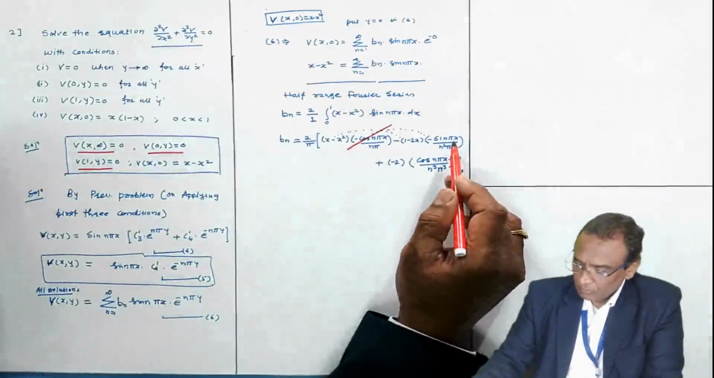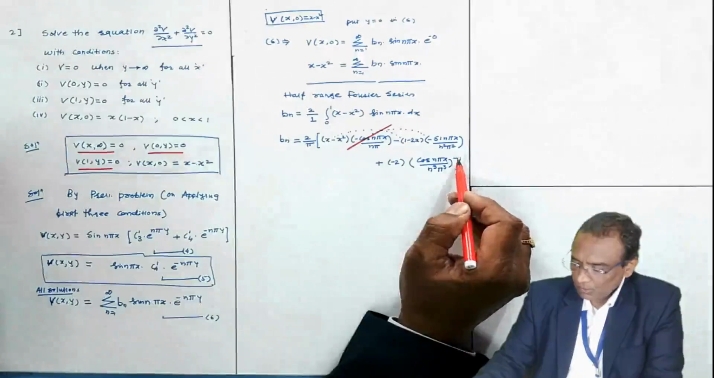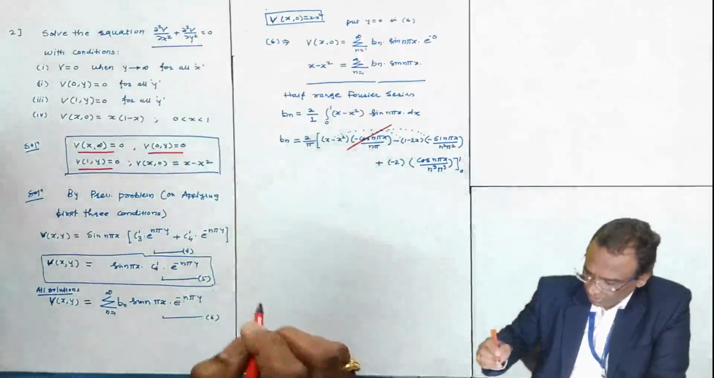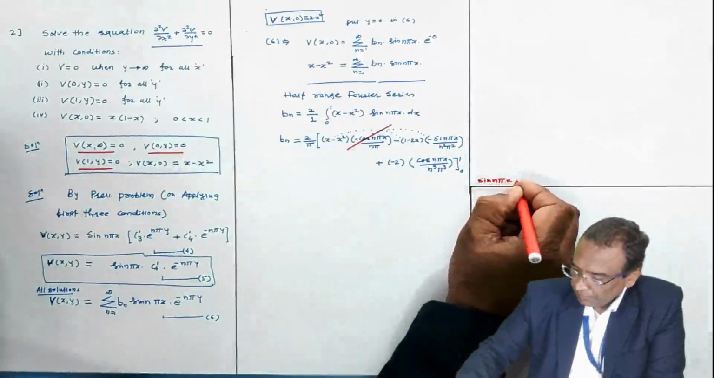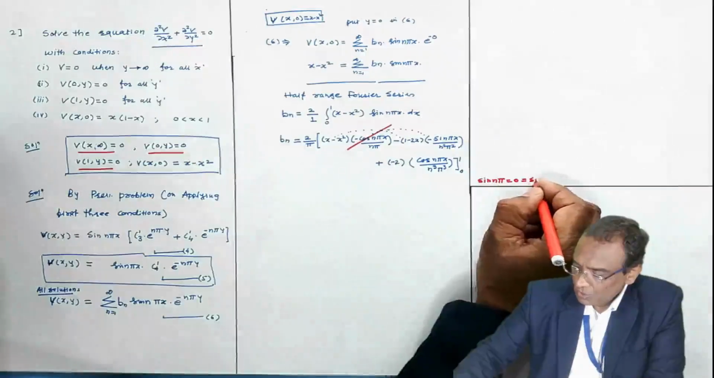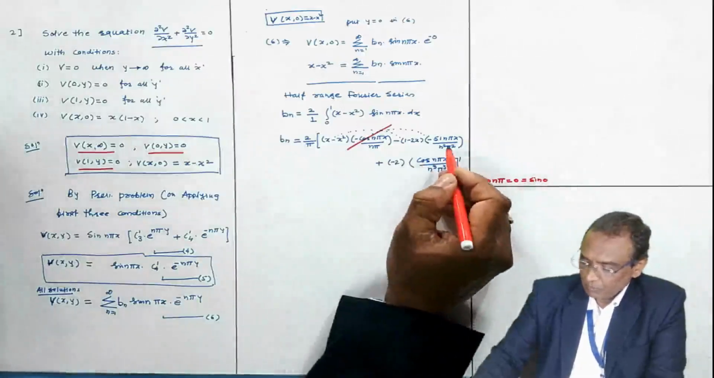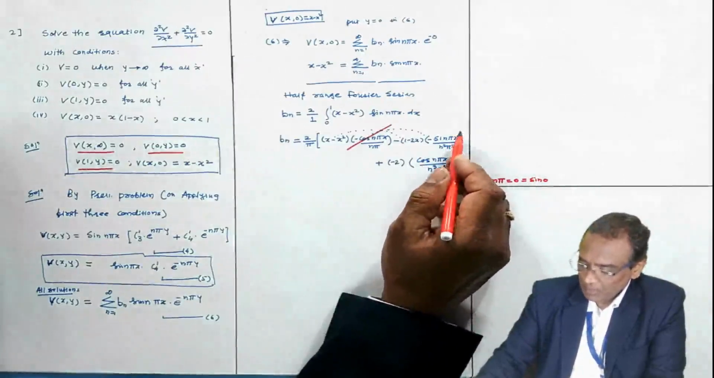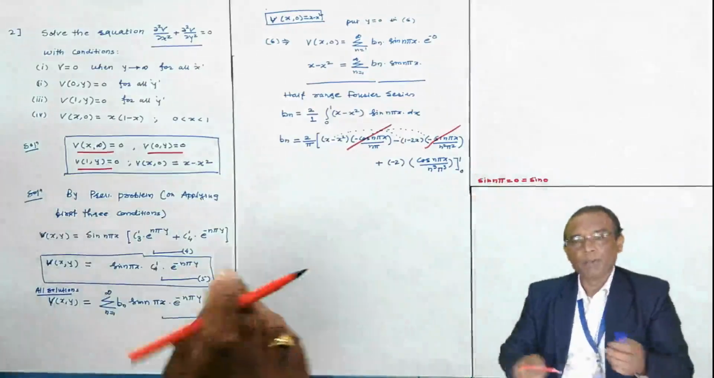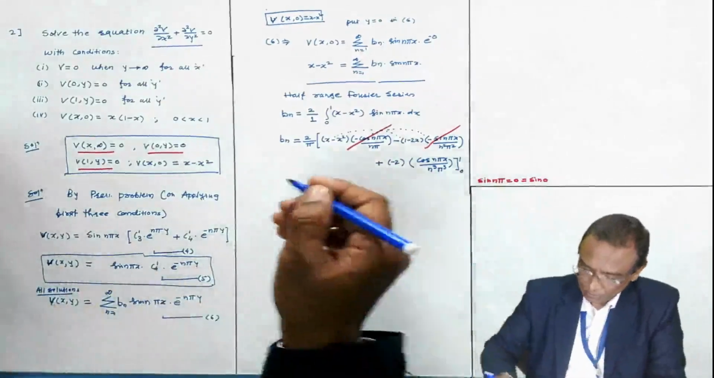Now if you put x equal to 1, sine n pi is 0. And sine 0 is also there. So for x equal to 0, sine 0 is 0, and for x equal to 1, sine n pi is 0. This means this term will be 0 for both the limits, upper limit and lower limit.